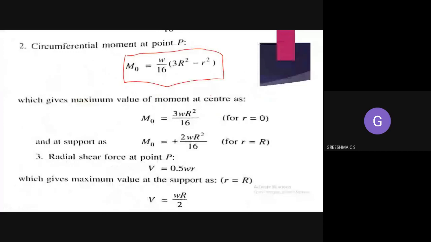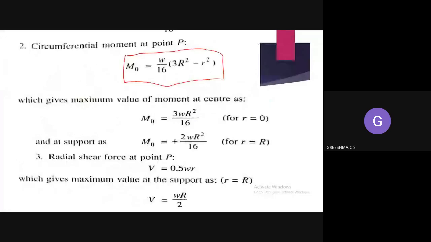So at the center, r is equal to 0 because it is the origin point. See here, this is the origin point. The small r is equal to 0. So you can substitute r is equal to 0 here, and you'll get the equation for the maximum circumferential moment: 3wR square divided by 60.